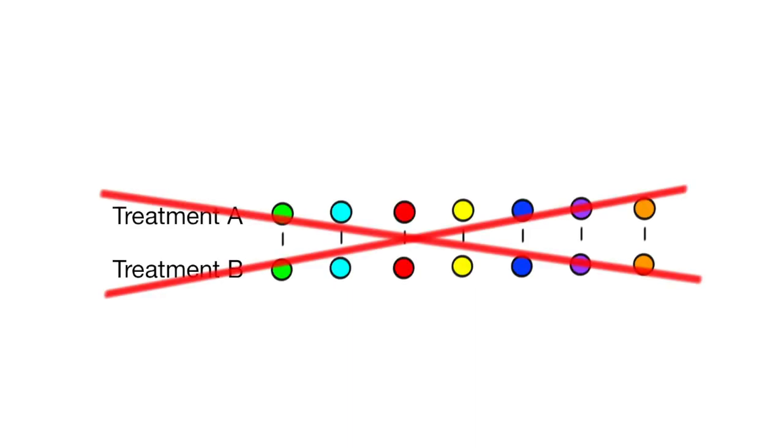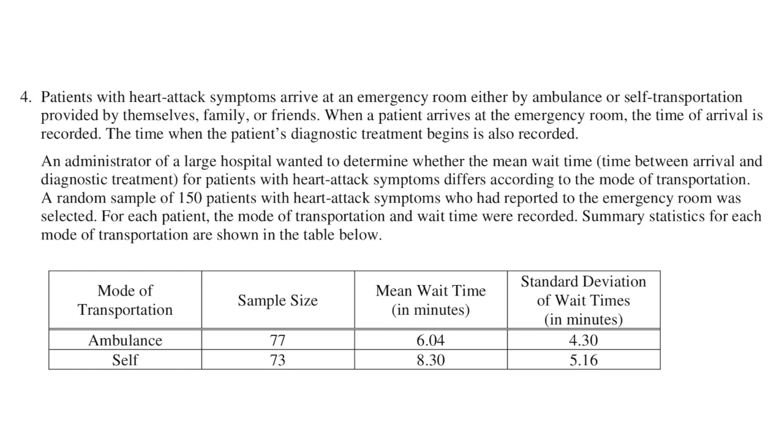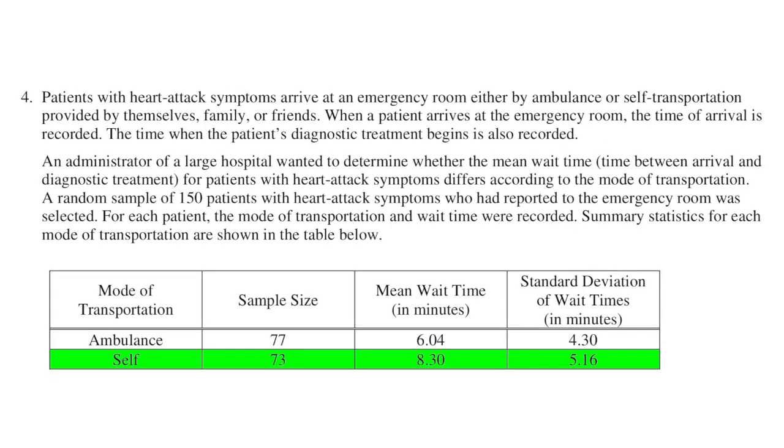Let's do some examples. Here's FRQ number 4 from the 2006 AP exam. It basically asks whether the mode of transportation affects the mean wait time. As you can see, this procedure is random sampling with no matched pairs, and thus we cannot use paired t procedures. Instead, we should use two-sample t procedures since we have two samples, ambulance and self.